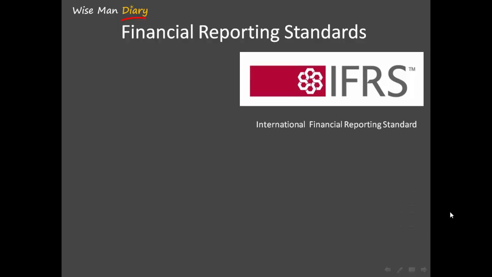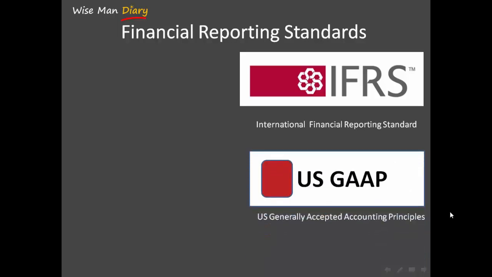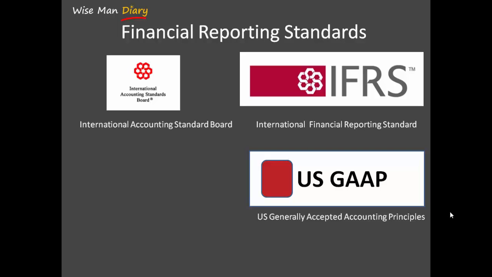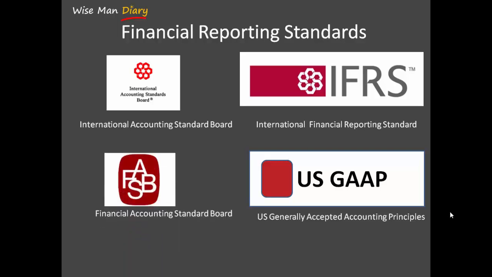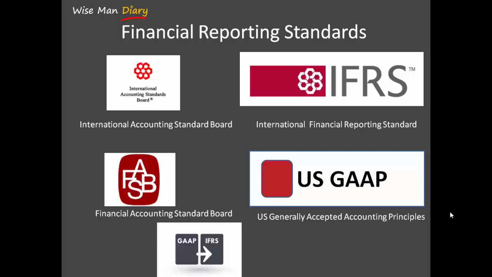We have two main financial reporting standards that accountants can use to prepare financial statements. The IFRS, which stands for the International Financial Reporting Standards, and the US GAAP, which stands for the US Generally Accepted Accounting Principles. The IFRS is developed by the International Accounting Standards Board, and the US GAAP is developed by the Financial Accounting Standards Board. The US GAAP is used mainly in the US, and the IFRS is used in the rest of the world. Since investors like to invest internationally, the US GAAP is converging into the IFRS and it is expected that both standards will be the same in the future.